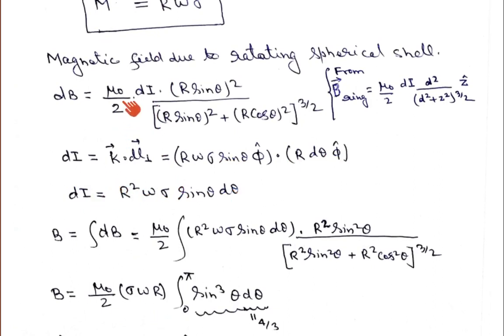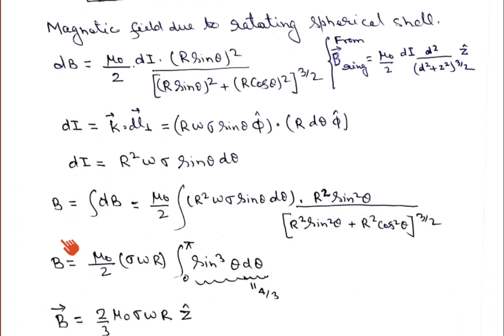If we substitute and integrate this, that will give the magnetic field due to the whole spherical shell. I have already done this problem in a separate lecture. If you want to learn it in detail, go to my previous lectures, where you can find the magnetic field due to a rotating spinning spherical shell. I have discussed it separately.